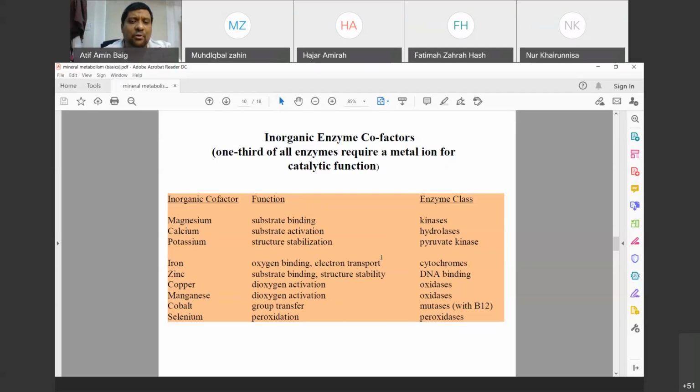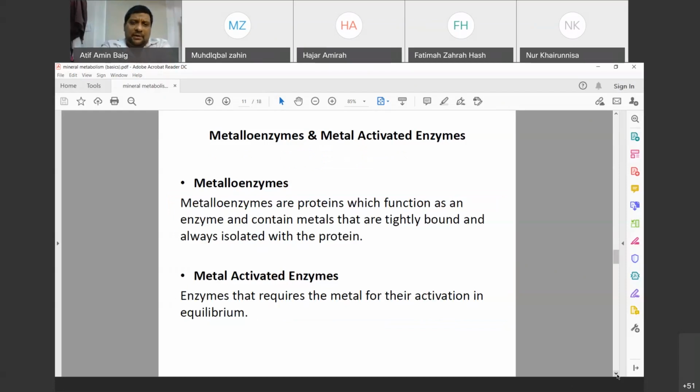Remember, this slide is very important. If you cover this slide, any examples you need in the future for the exam you can cover through this slide. Many examples are already there when we talk about minerals as cofactors. I think it's very straightforward. Okay, now the definition we'll be talking about, the first one, is the metalloenzyme.